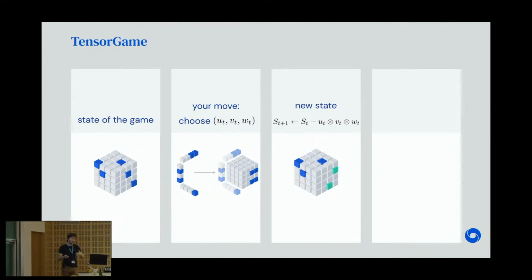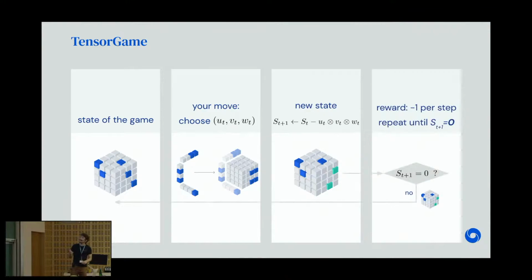And this is then repeated. In each step, the player chooses their move, and we subtract the outer product. And the game will end when the player manages to zero out the whole tensor. So the full game board will be just all zeros. And when that happens, the player must have discovered a valid decomposition of the matrix multiplication tensor into a sum of rank 1 factors, because we started with the matrix multiplication tensor, and in each step we subtracted one rank 1 factor and we arrived at the zero tensor. So the things we subtracted must form a valid decomposition.